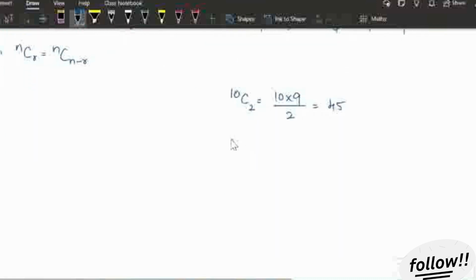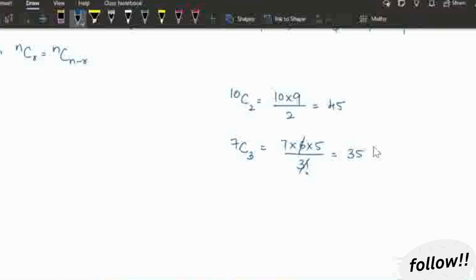If I ask you to find what is 7C3, write 3 numbers from 7, which is 7 into 6 into 5. Then write 3 factorial in the denominator. Okay, r factorial in the denominator. This many numbers from n in the numerator. Now 3 factorial is same as 6. This gives you 35. So this is easy. You can get the answer quickly.